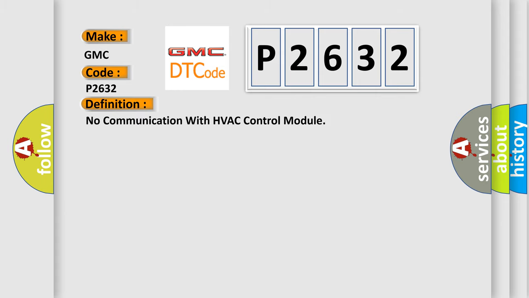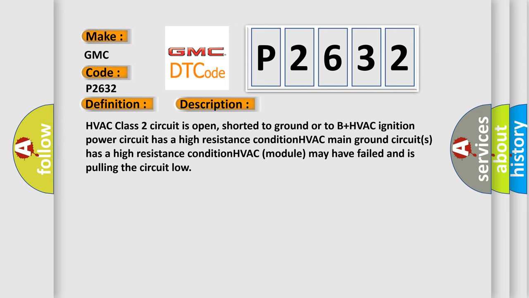The basic definition is no communication with HVAC control module. And now this is a short description of this DTC code. HVAC Class 2 circuit is open, shorted to ground or to B+. HVAC ignition power circuit has a high resistance condition. HVAC main ground circuits have a high resistance condition. HVAC module may have failed and is pulling the circuit low.